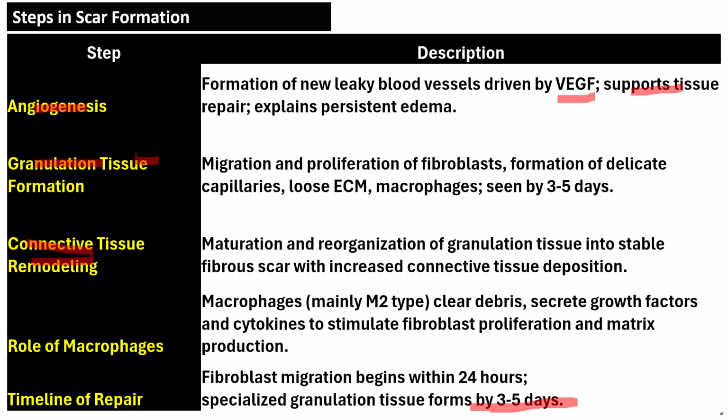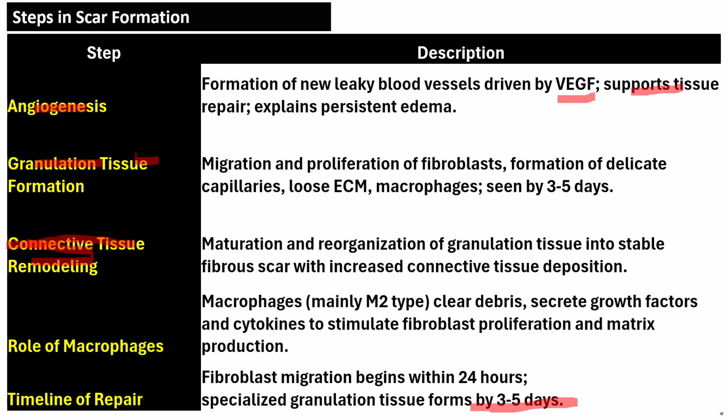The third step in scar formation is connective tissue remodeling. This is maturation and reorganization of granulation tissue into fibrous scar. By increased deposition of the connective tissue, a scar becomes more stable and organized over time. So the key role is played by macrophages, which are responsible for most of these activities.